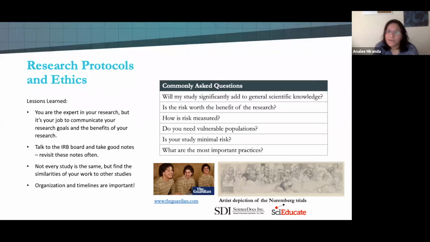You need to take good notes, and you need to revisit these notes often. And you also need to remember that not every study is the same. So you need to find similarities of your work to other studies, because sometimes they exist, and the IRB will definitely be looking for that.